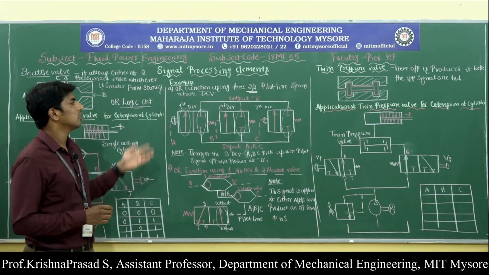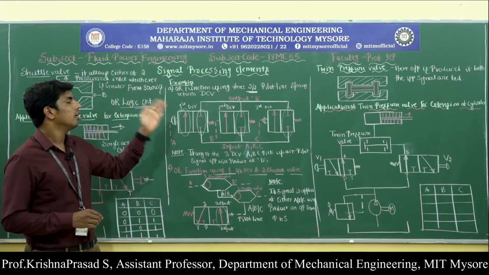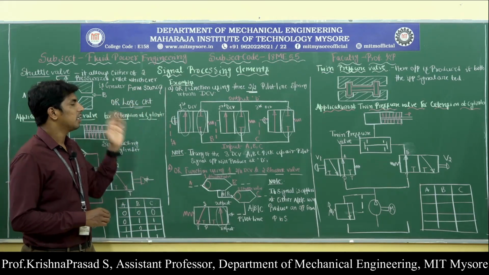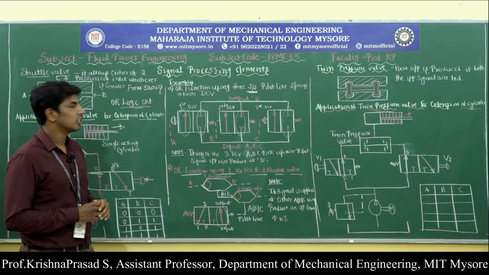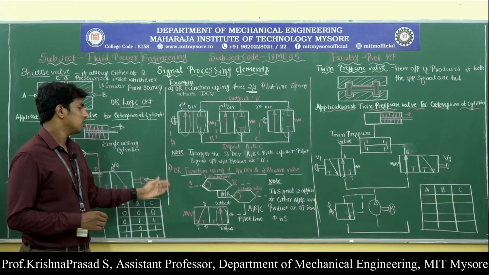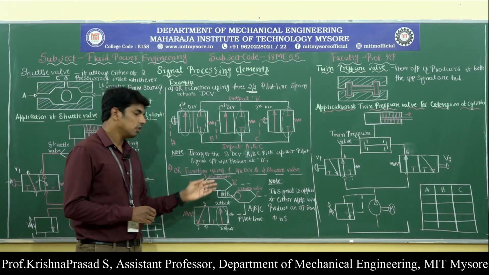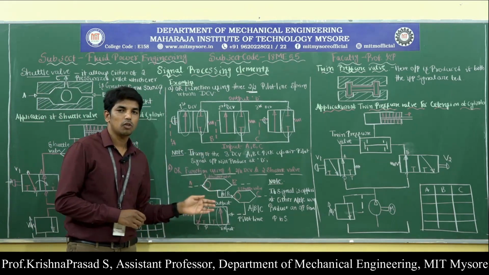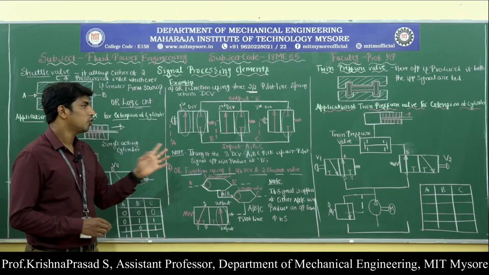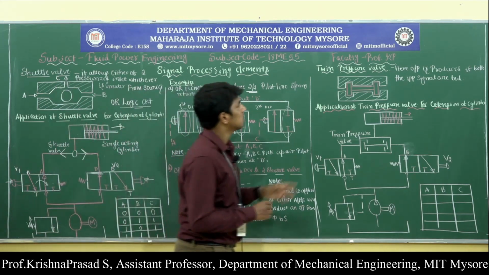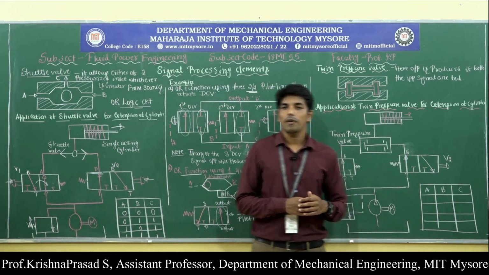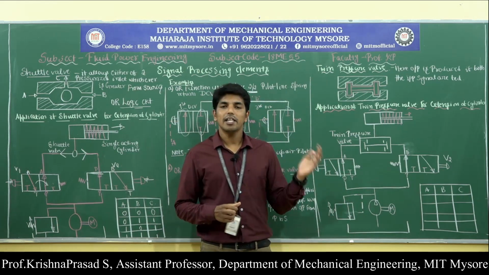So examples of OR function. The first one is called OR function using the 3 2x2 spring return pilot operated direction control valve, and the second one is called OR function using the 1 spring return pilot operated direction control valve and 2 shuttle valve. Next, the third one, very important one, is called the AND function.